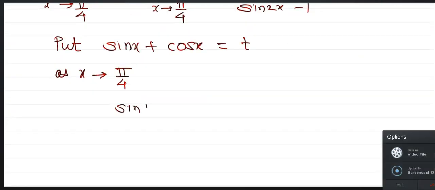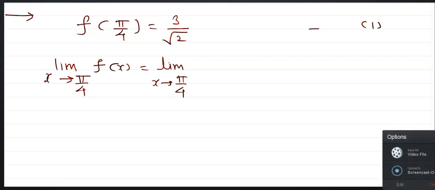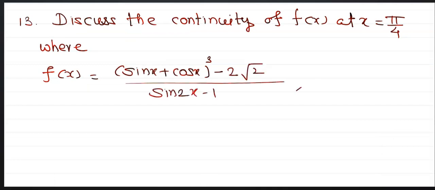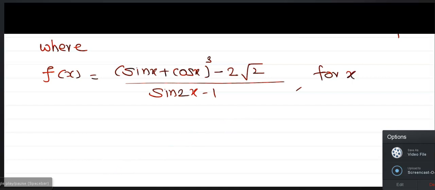Now this is a different kind of problem, because what type of substitution you take is very important. That is, here we have (sin x plus cos x) raised to 3 and sin of 2x minus 1. Here we take the substitution sin x plus cos x equal to t.